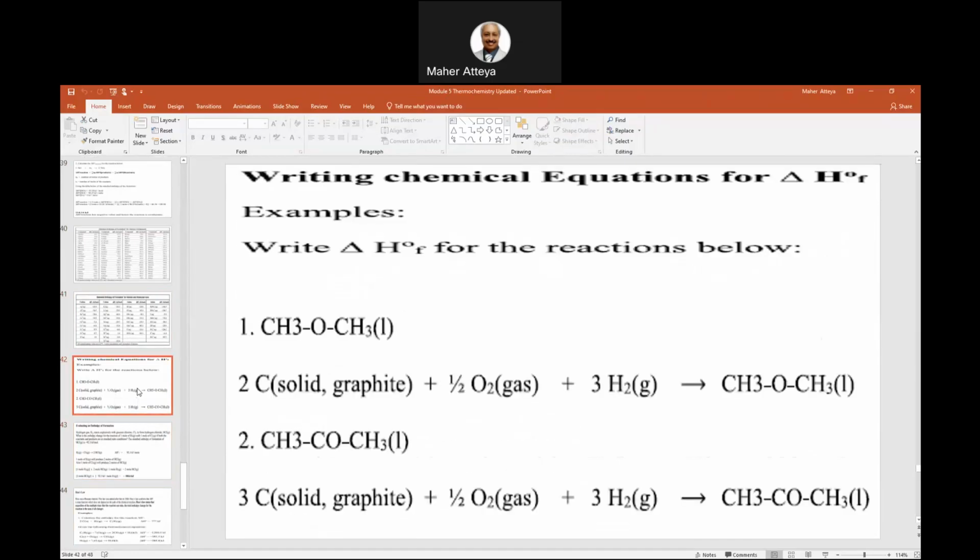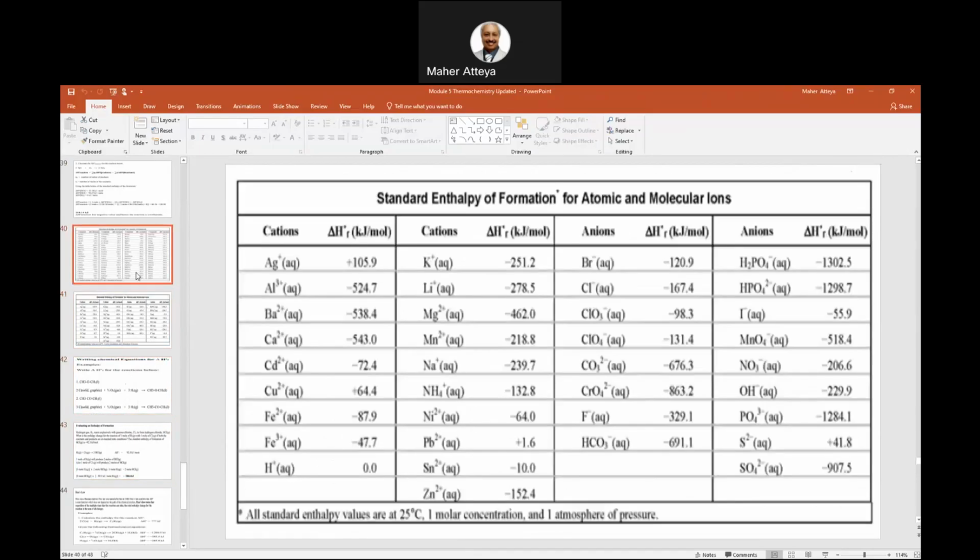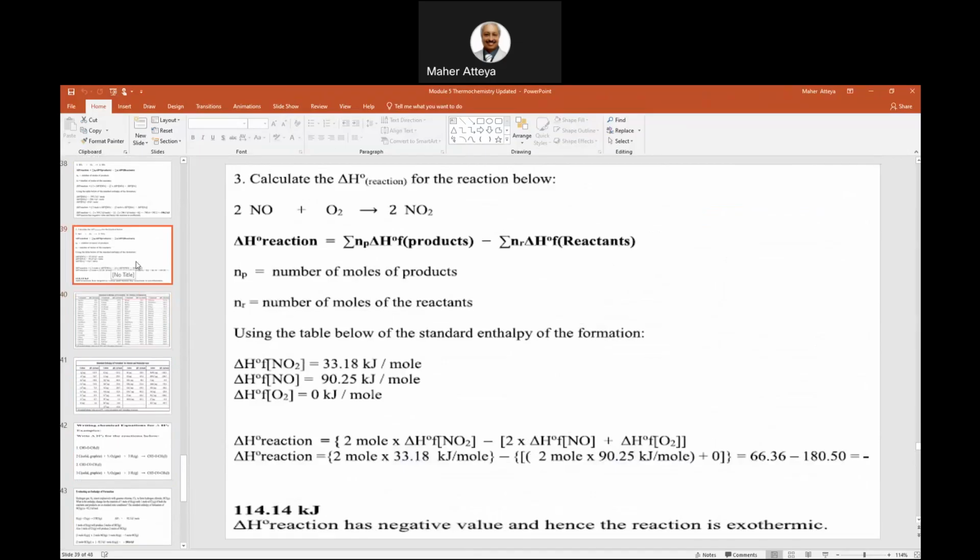Okay, I think this is the question, correct? Here it is. So you saw the values here, the 33 and the 90, and oxygen by itself is 0. So this is the reactant side, and this is the product side. You have to account for the 2.